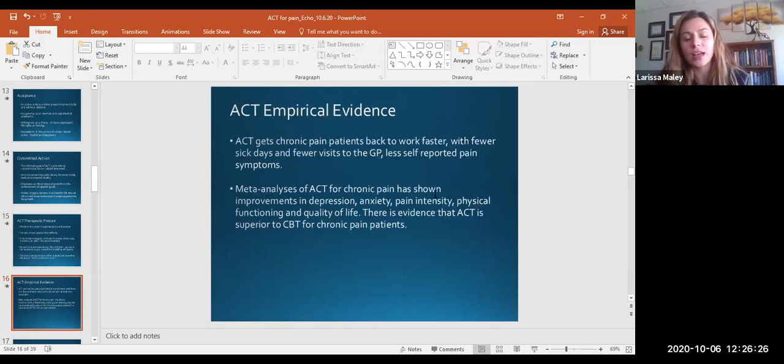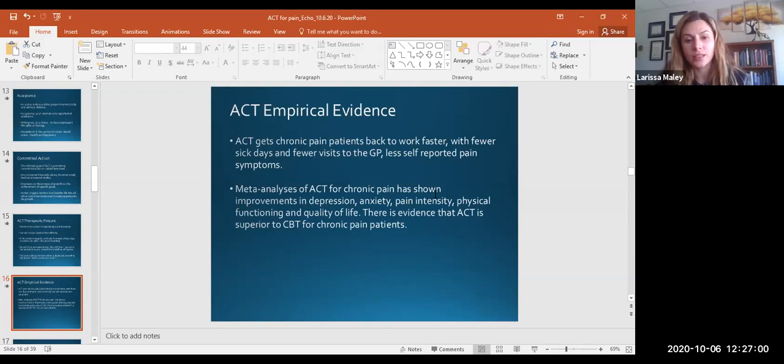There's tremendous empirical evidence that supports ACT as a viable therapeutic tool for a number of conditions. It is particularly found to be effective for individuals with chronic pain. It helps patients, regardless of their condition, regardless of the level of pain that they report, get back to work faster, take fewer sick days, have fewer visits to their MD, and in general, in the long run, report less pain symptoms, even though nothing has changed physiologically.